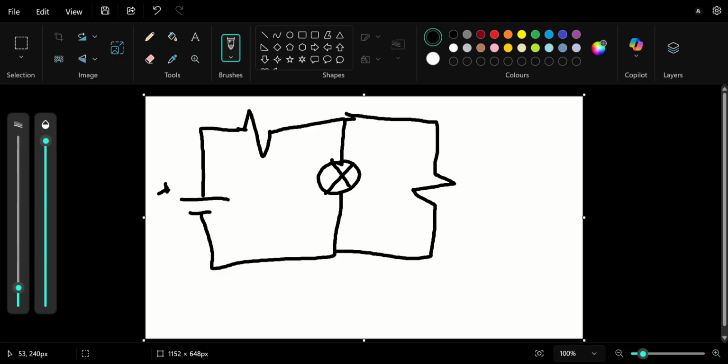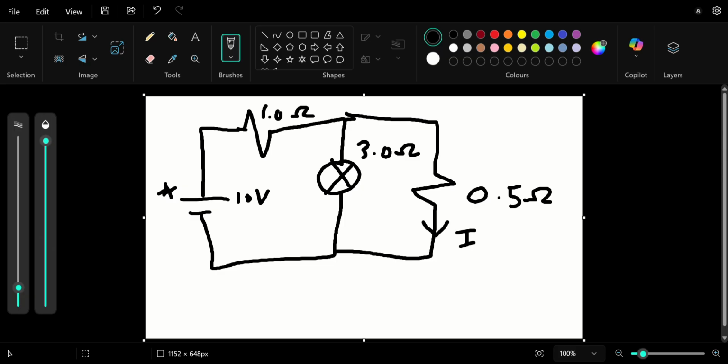Here the voltage across the cell is 10 volts. And the resistance is 1.0 ohms across this resistor. Across this filament lamp, it's 3.0 ohms. And here it's 0.5 ohms across this resistor. Now, the question is asking, find out the current, let's call it I2, across the 0.5 ohm resistor.